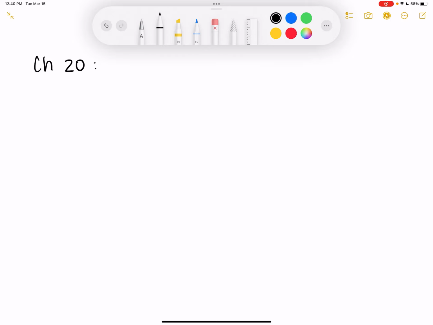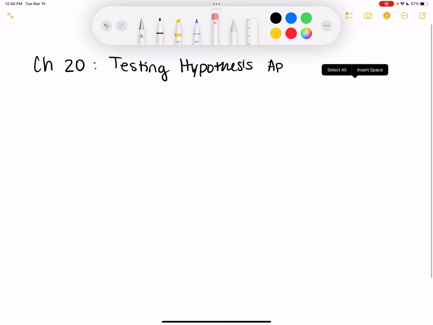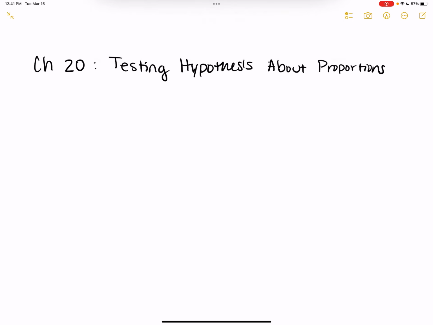Chapter 20. Testing hypotheses about proportions.